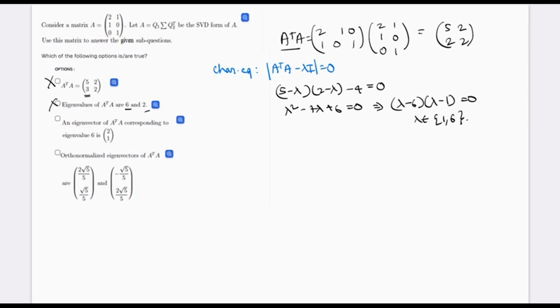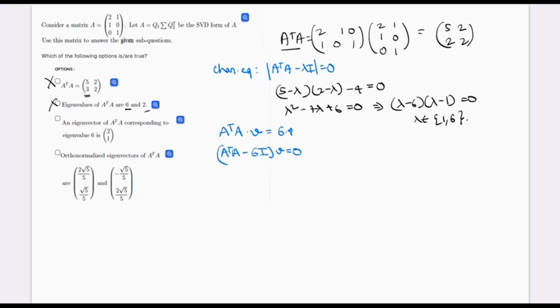Then it says an eigenvector of A transpose A corresponding to the eigenvalue 6 is (2, 1), right? So to find the eigenvector, what we have to do is solve the equation A transpose A times V equals lambda times V. What is lambda here? 6. So 6 times V. So that is (A transpose A minus 6I) times V is equal to 0. This is what we have to solve.